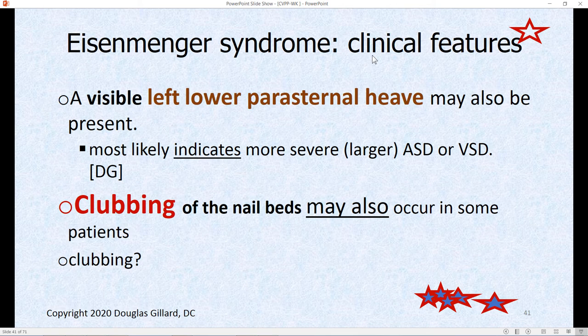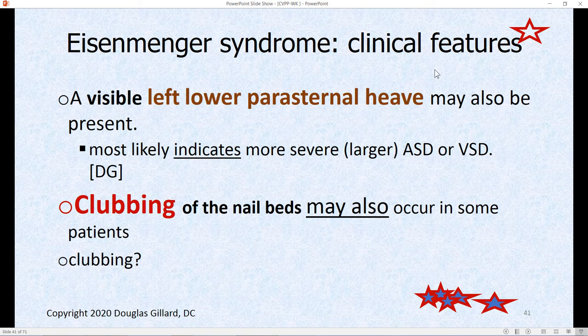Those are called heaves or thrusts. So a left lower parasternal heave or thrust, not a good thing. That's really a significant shunt. So probably these are ventricular septal defects that would cause that, but could be an ASD, a big ASD. Usually not with a PFO though. The hole's usually not that big.